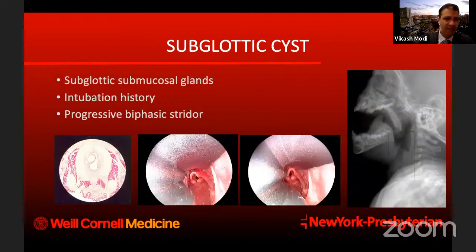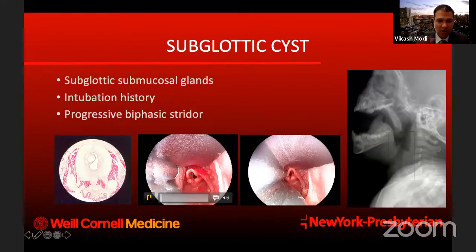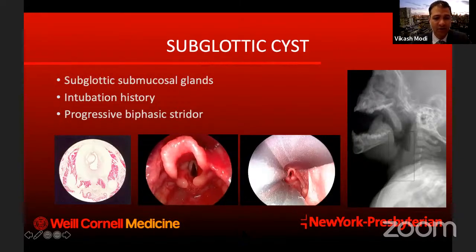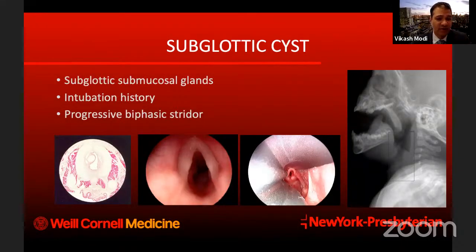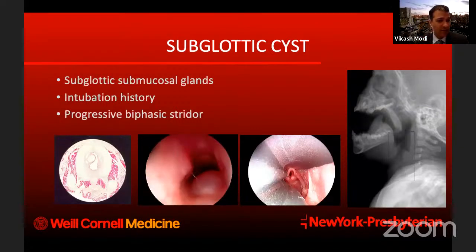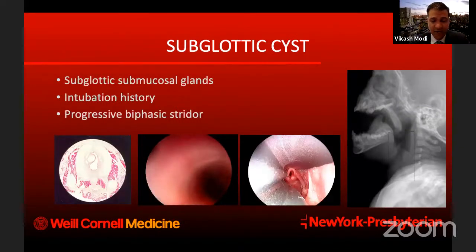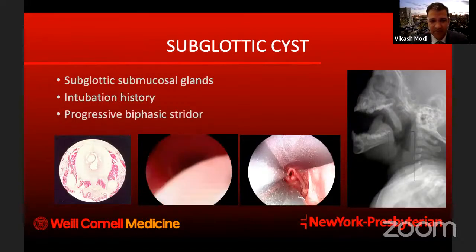I'm going to touch on subglottic cysts really quickly. So the subglottis has submucosal glands, and almost all these kids have an intubation history. They're almost always NICU babies, and they have progressive biphasic stridor. So if the exam looks normal in the office, but they have progressive biphasic stridor and they're a NICU baby, you're going to want to do a direct laryngoscopy and bronchoscopy to find out exactly what the etiology of their biphasic stridor is. And this kid, you can see, has about a 50% obstructing subglottic cyst.